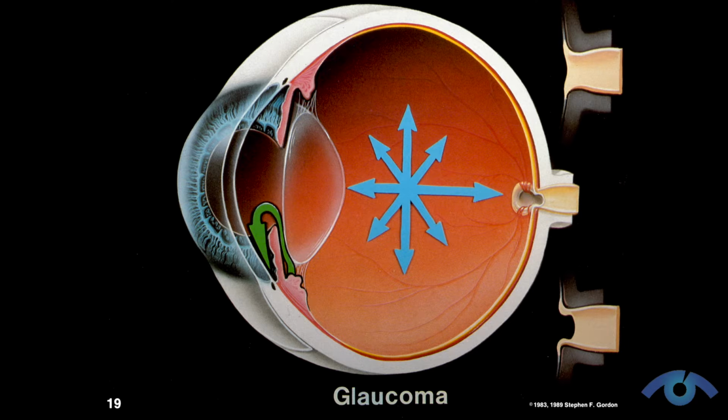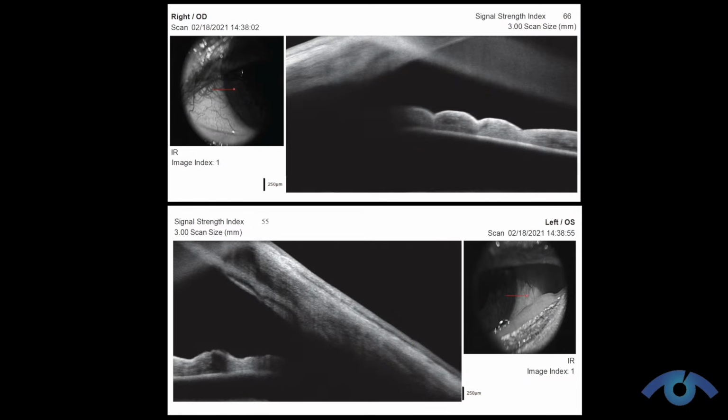Let's start with the basic anatomy of the human eye. The pressure inside of the eye is a result of the fluid production and drainage in the anterior part of the eye on either side of the iris. And where the iris connects to the cornea is called the angle. Within that angle, there are structures that help to allow flow.